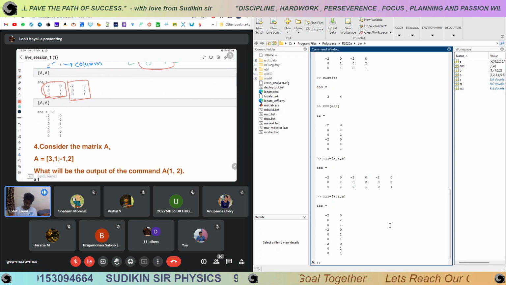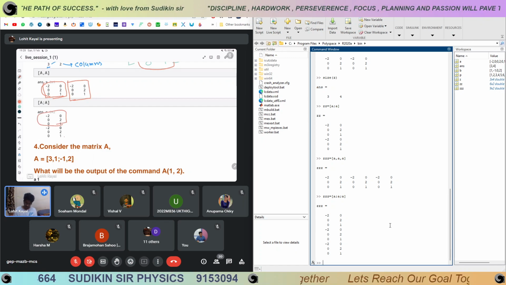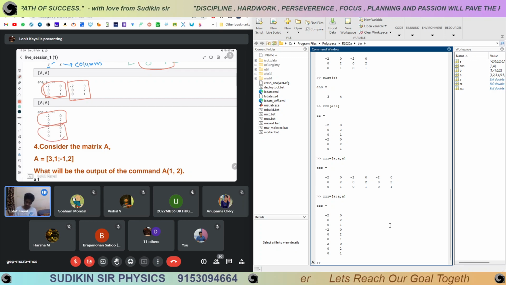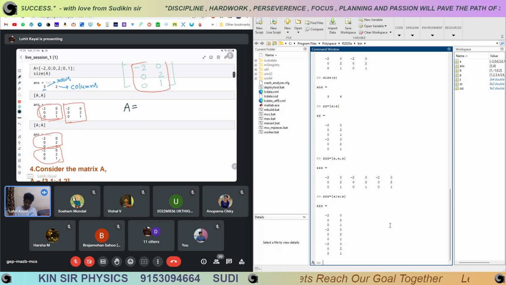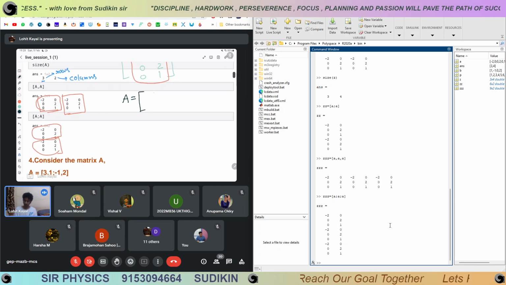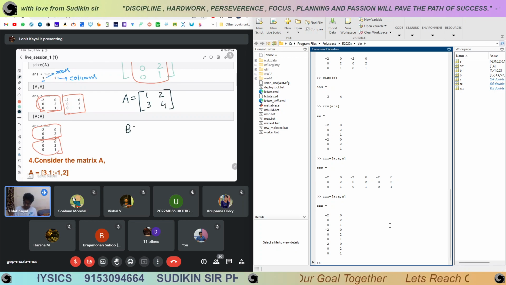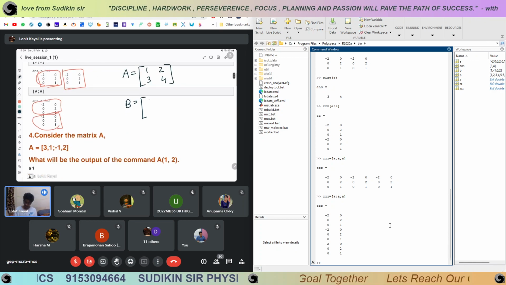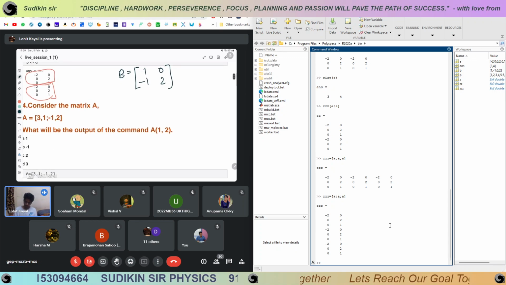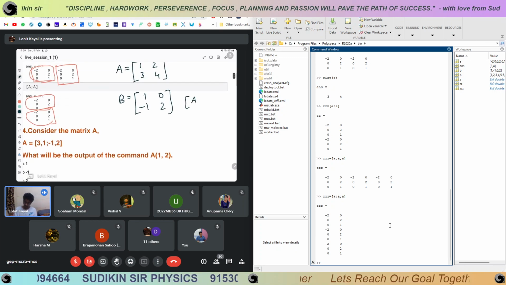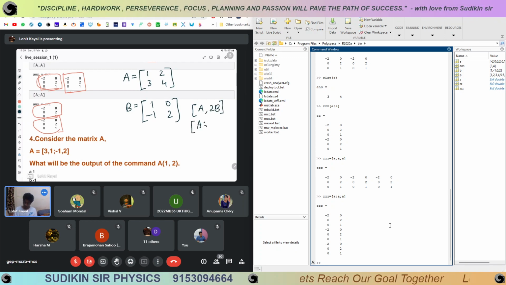So minus 2, 0, 0, 2, 0, 1. I have told you to treat this as a whole element, and this will be the new element. Okay, now suppose you can do some exercise of your own. Just think it through and tell me. Suppose you have a matrix A equal to 1, 2, 3, 4, and a matrix B equal to 1, 0, minus 1, 2. You can tell me what will be the matrices A comma 2B and A colon B.